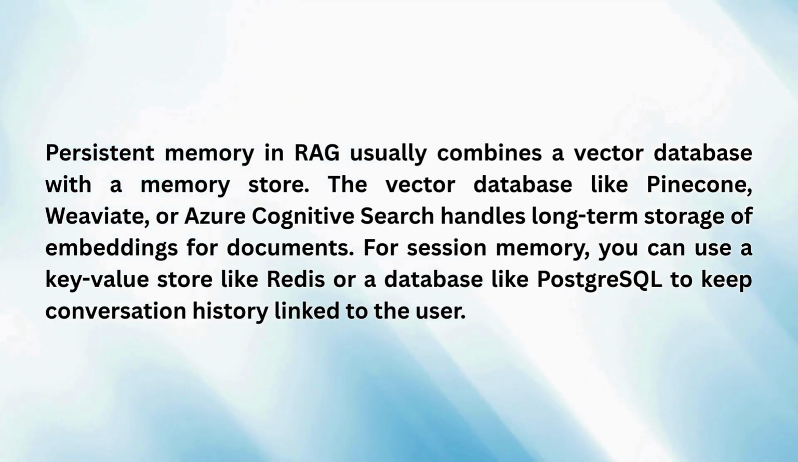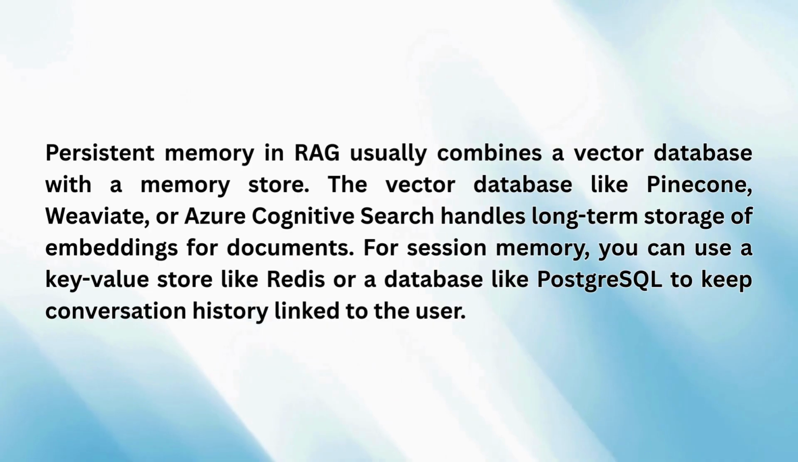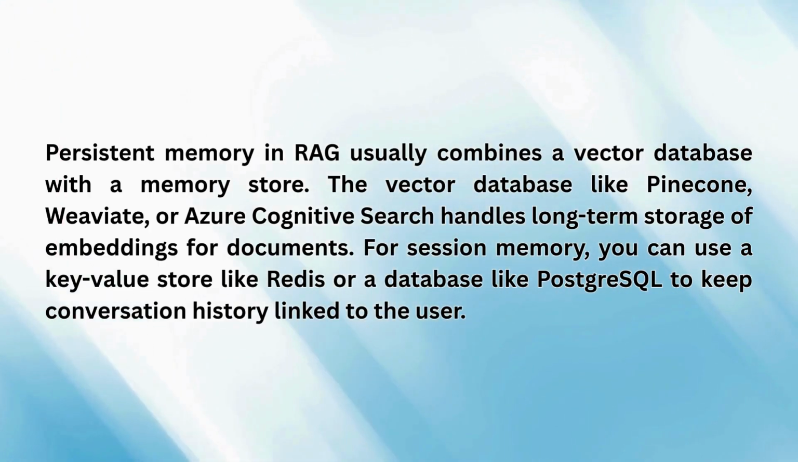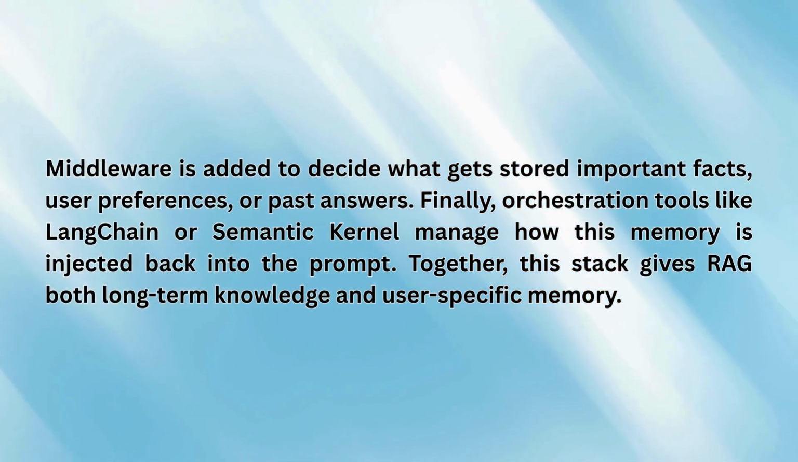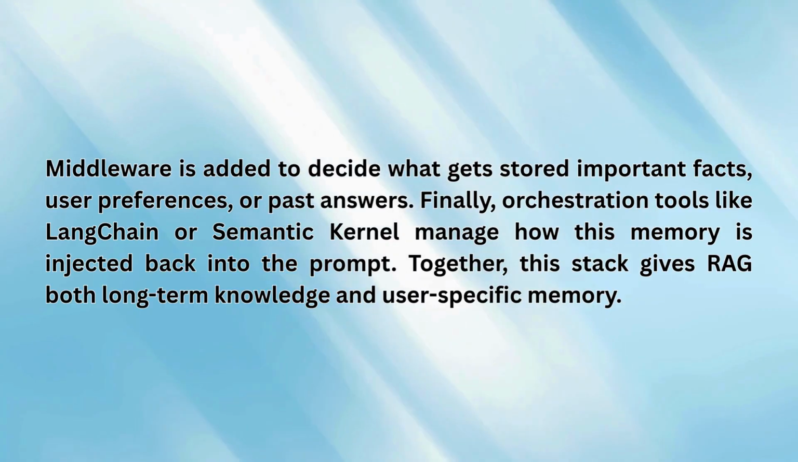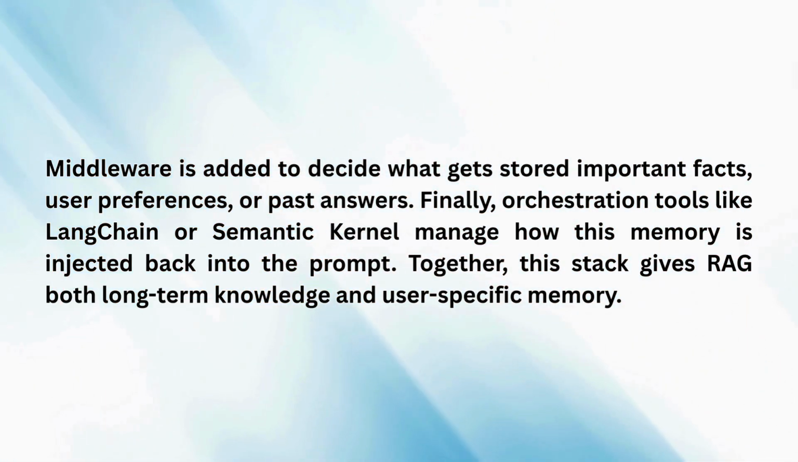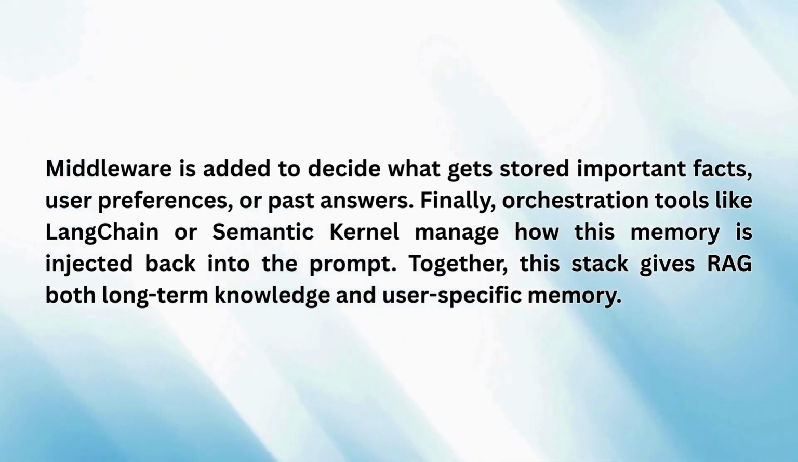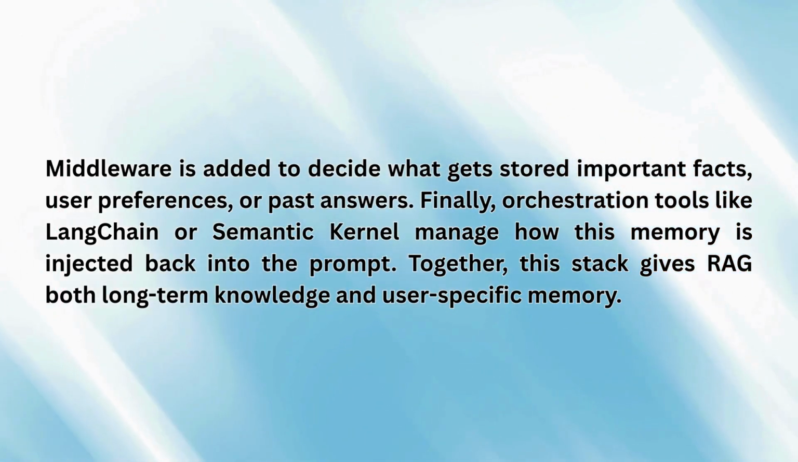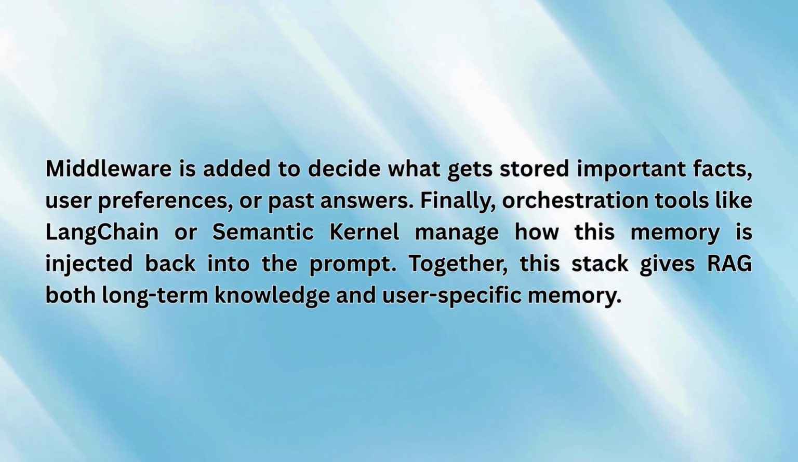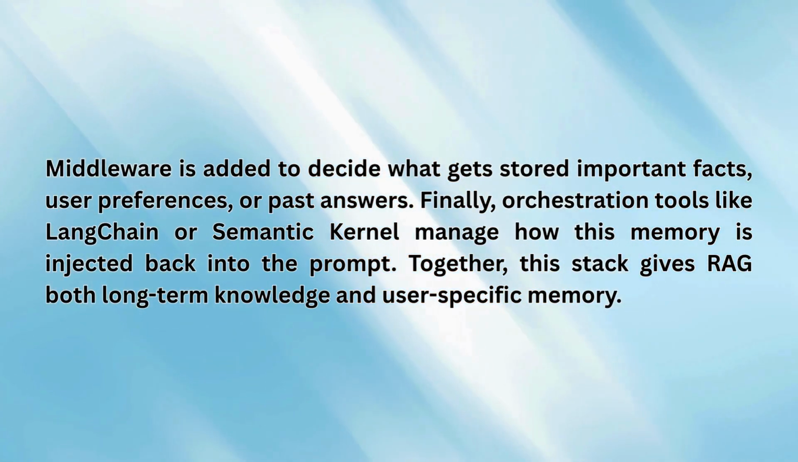For session memory, you can use a key-value store like Redis or a database like PostgreSQL to keep conversation history linked to the user. Middleware is added to decide what gets stored: important facts, user preferences, or past answers. Finally, orchestration tools like LangChain or Semantic Kernel manage how this memory is injected back into the prompt. Together, this stack gives RAG both long-term knowledge and user-specific memory.